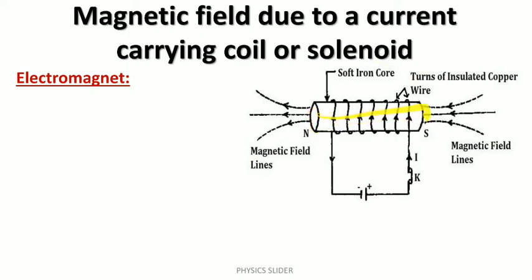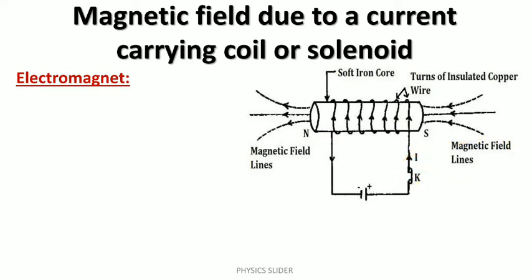Then what happens when we insert a soft iron core inside a solenoid? This iron core gets magnetized. Means this will be acting like a magnet. All right. So this soft iron core will be acting like a magnet until the current is flowing through the solenoid. And the turns of the insulated copper wire are tightly packed with the soft iron core, and these are the magnetic field lines due to the current flowing in the solenoid.